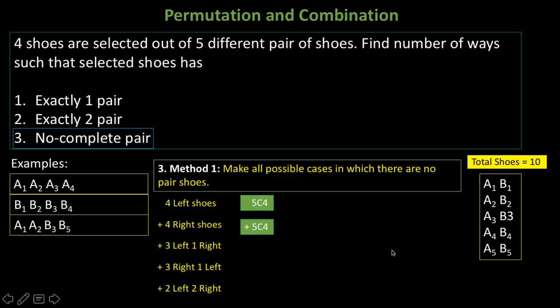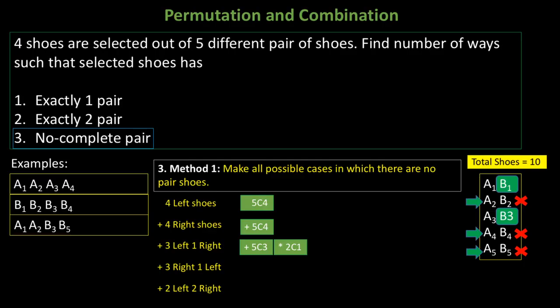And now 3 left and 1 right. So 3 left means I have 5 left shoes. Out of that, 3 can be selected, let's say these are A2, A4, A5, in 5C3 ways. Now, because I have selected these, corresponding to these, I cannot select B2, B4 and B5, isn't it? Therefore, only 2 choices are left, B1 and B3. And out of these, I have to select 1 right because 3 left and 1 right. So 1 out of 2 right shoes can be selected in 2C1 ways, isn't it?